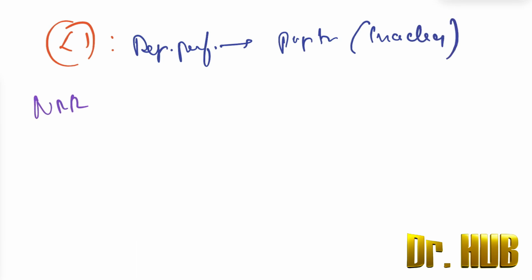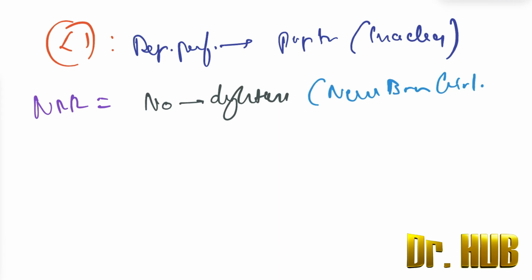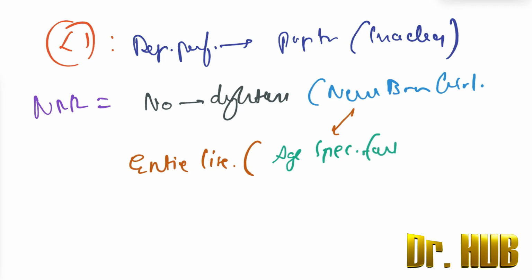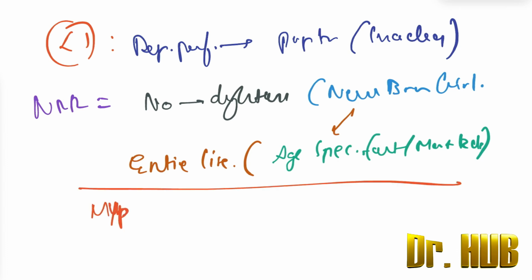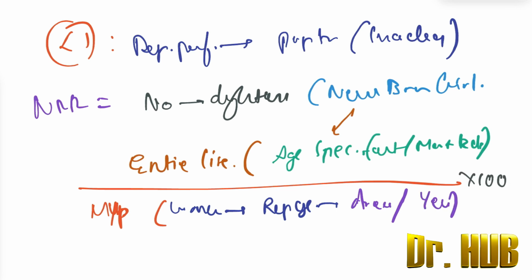So what is the formula for the NRR? NRR is equal to the total number of daughters that a newborn girl child will bear during her entire life, assuming the age specific fertility and mortality rates, divided by the mid-year population of women in the reproductive age group, in the same area and same year. And you multiply this by 1000.